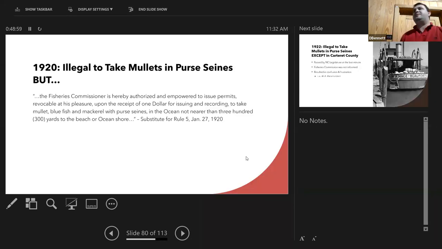And by 1920, it becomes illegal to take mullets in purse seines, but a special rule is passed, a workaround. It states the fisheries commissioner is hereby authorized and empowered to issue permits, revocable at his pleasure, upon the receipt of $1 for issuing and recording, to take mullet, bluefish, and mackerel with purse seines in the ocean, not nearer than 300 yards to the beach or ocean shore. So they passed a special rule. Even though it's illegal to take mullets, you can give the North Carolina Fisheries Commission a dollar, and you can actually go purse seine for them.